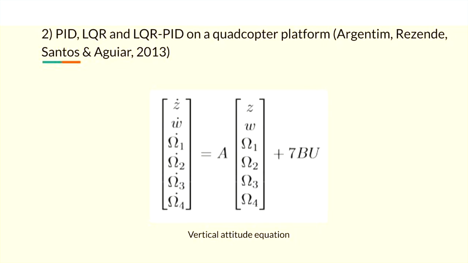The next paper is on PID, which is the Proportional Integral Derivative controller, LQR, Linear Quadratic Regulator, and LQR PID on a quadcopter platform. In this paper, the performance of PID controller and LQR controller is compared. Here, the vertical attitude equation is shown in state space representation. In the equation, Z represents the vertical coordinate in Earth fixed frame, W is the vertical speed in body fixed frame, and omega is the angular rate of each propeller.